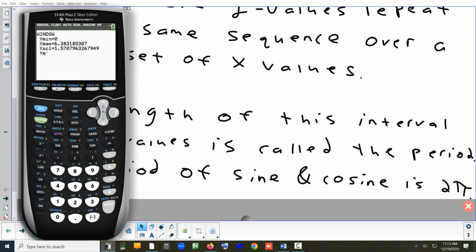Okay, what if I wanted to see two cycles? I could go 0 to what? Yeah? 4 pi. I could go 0 to 4 pi, and you'll see two cycles of the graph. Now, anything that's 4 pi units wide would show you 2 cycles. Negative 2 pi to positive 2 pi, that's also 4 pi.